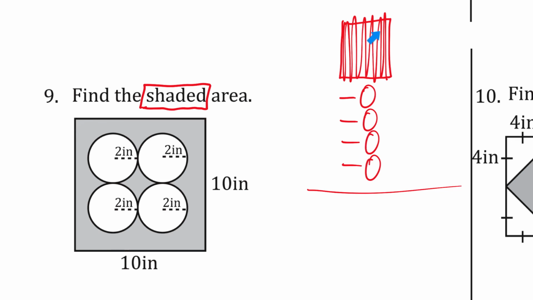So let's start off with the area of this square. How are you going to find the area of this square? Yeah, just length times width. So 10 times 10 is what? Okay, so that gives you 100.